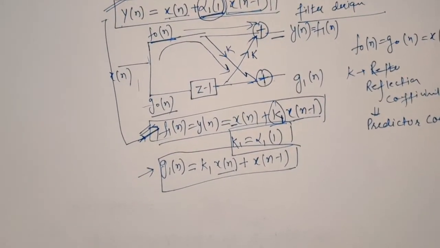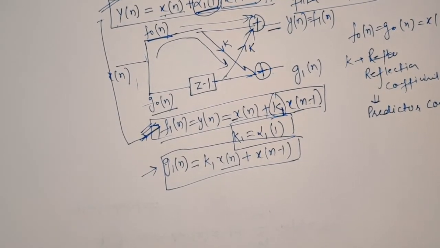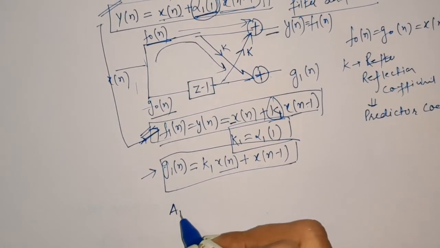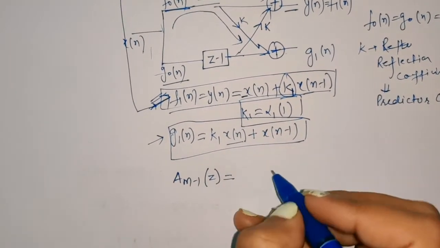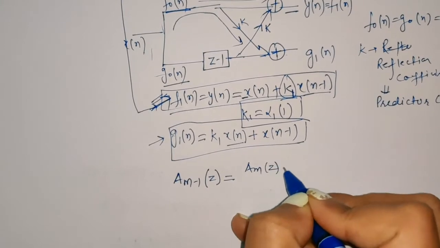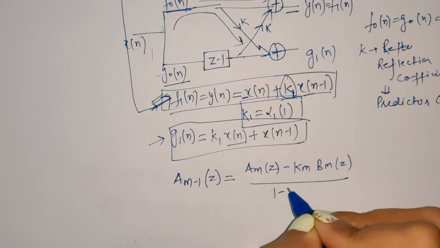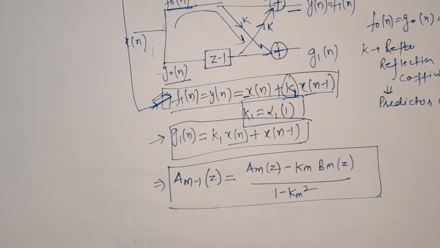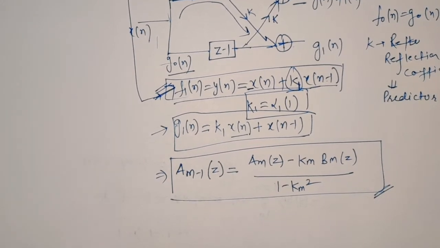And in the last we found one relationship, or we can say one formula, after the complete derivation, and that particular formula was this: that your am minus 1 z is equal to amz minus km bm z upon 1 minus km square. Okay, so this particular formula we have already studied in the previous lecture. Okay, now I'm going to start the part 2.